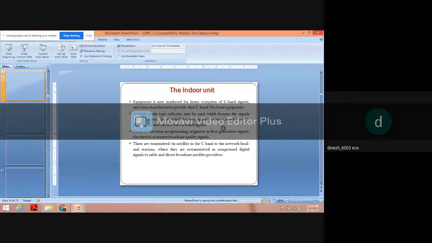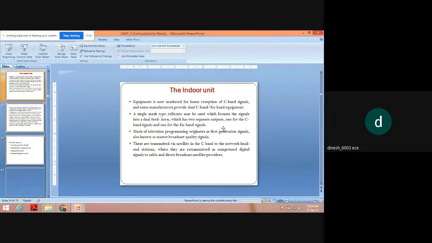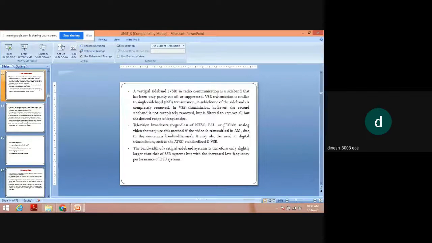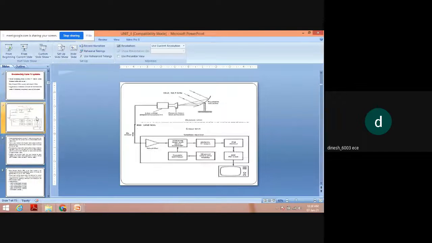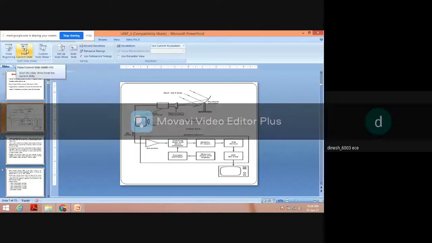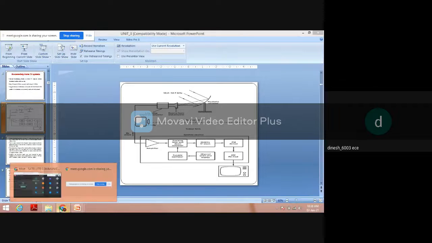Any queries till this TVRO? Receive only home TVRO, I'll show the block diagram again. If there are any queries, put them in the chat box. You can type queries in the chat box.